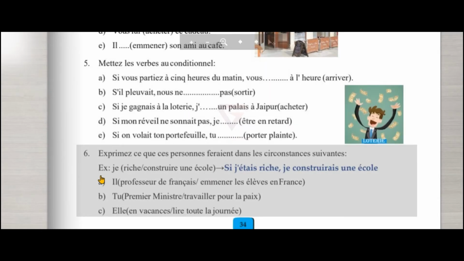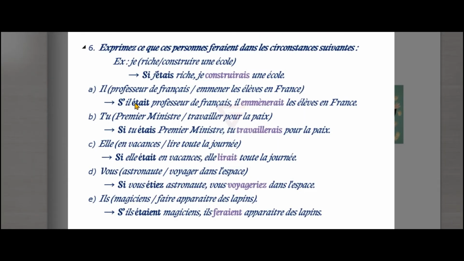So here you're going to say, if he were the French professor, he would take the students to France. So again here, S apostrophe IL. And remember that SI contracts and becomes S apostrophe only before IL and ILS, and not for any other subject pronoun. So here you can see that S apostrophe followed by IL, then the être verb in the imparfait, which is É T, followed by the ending AIT, remaining sentence.